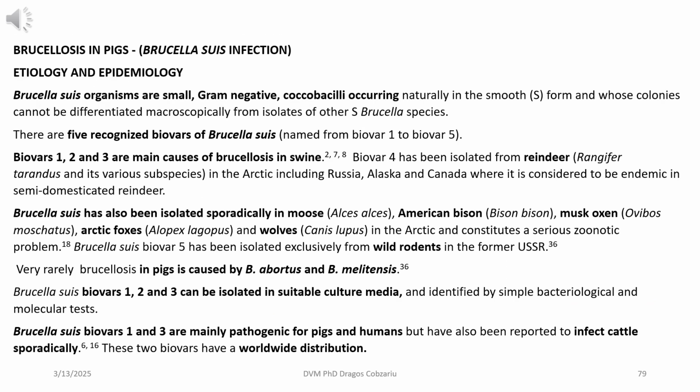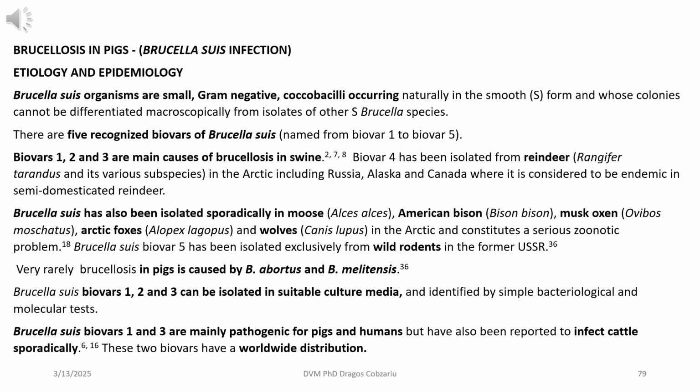Brucella organisms are small, gram-negative coccobacilli occurring naturally in the smooth S form, and whose colonies cannot be differentiated macroscopically from isolates of other smooth Brucella species. There are 5 recognized biovars of Brucella suis. Biovars 1, 2 and 3 are the main causes of brucellosis in swine.